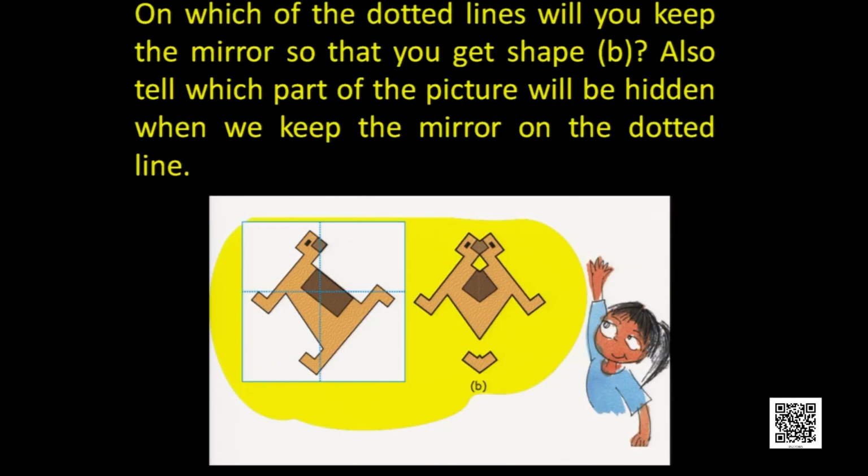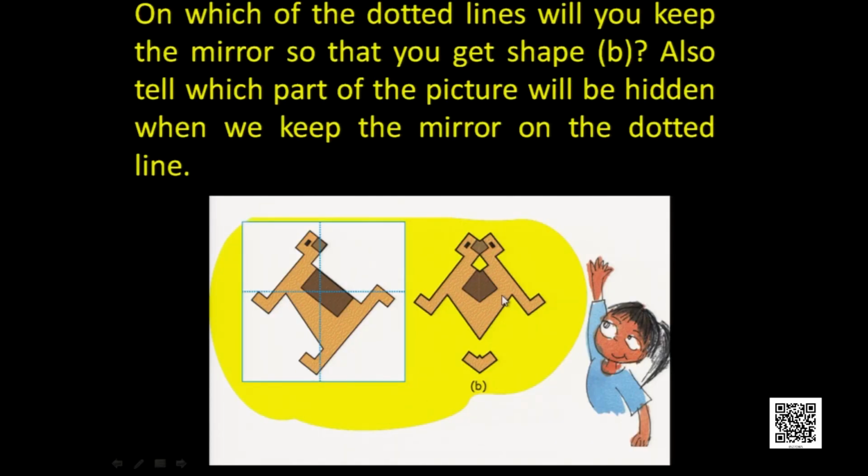Now on which of the dotted lines will you keep the mirror so that you get shape B? In the left box, I have to keep the mirror on the dotted lines. There are two dotted lines. On which dotted line do I have to keep the mirror so that I will get the required image in the right part? Now you see here, you see the image. This is the middle line. So I am getting the image, this one, and this one is the object.